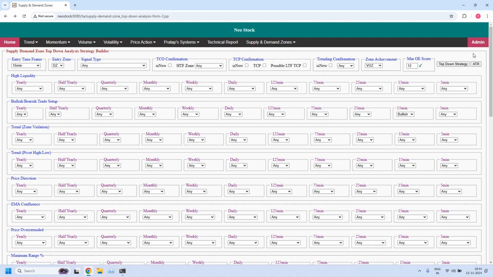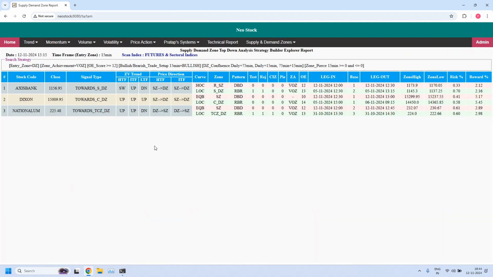With this LTF, ITF, HTF demand zone confluence, we got 3 stocks. So these 3 are high probability setup supported stocks. In these 3, second and third stocks are having uptrend.